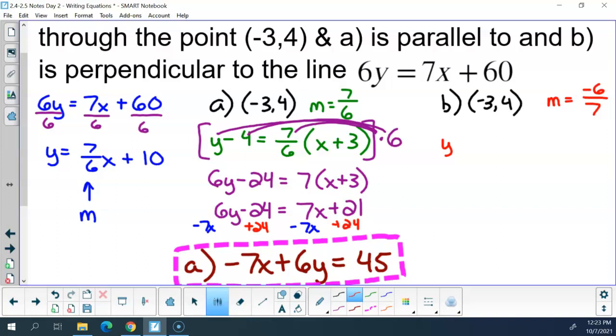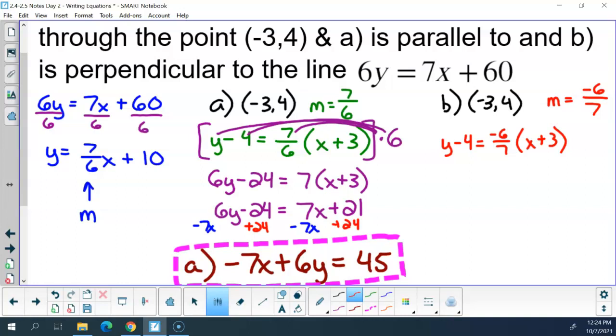So what's it going to be? y minus y1. y minus 4 equals negative 6 over 7 times the quantity x minus negative 3, which is x plus 3. You would literally do the same thing as the green line, except your slope just changed.